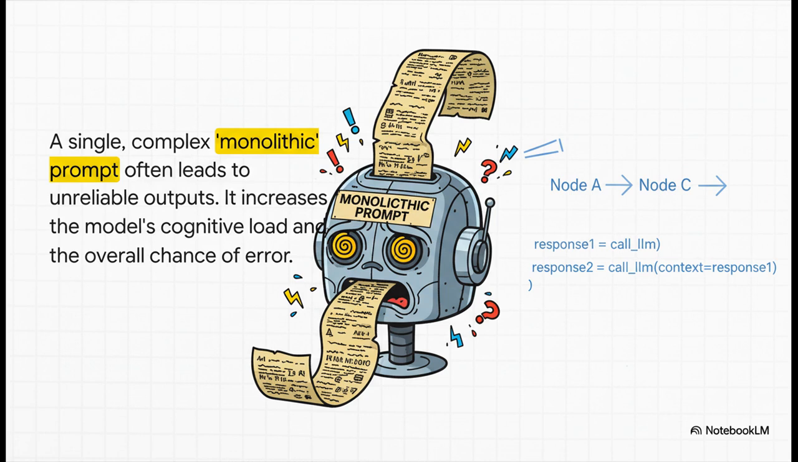A single massive prompt, what we call a monolithic prompt, just overloads the model's cognitive load. Think about it like giving a person a dozen really complex instructions all at the same time, and just expecting them to remember and execute every single one perfectly. The more you ask for in one go, the higher the chance of errors, hallucinations, and just plain unreliable outputs.